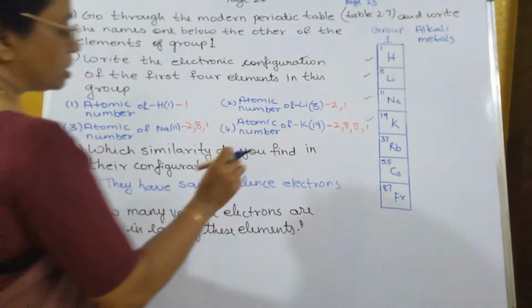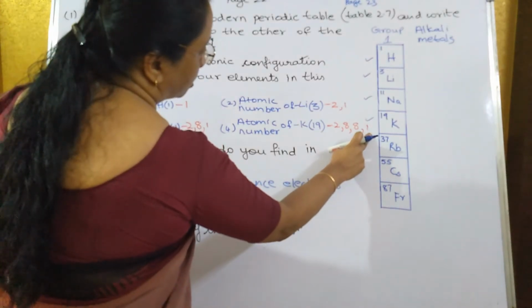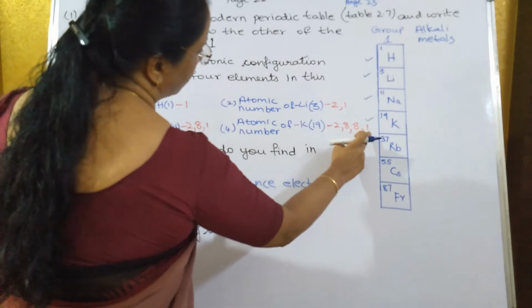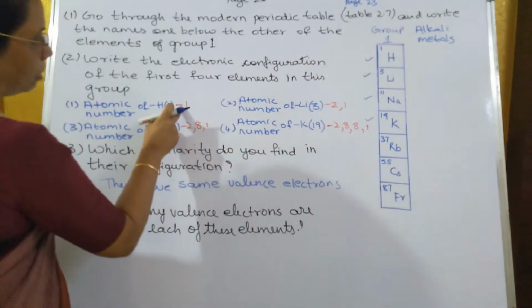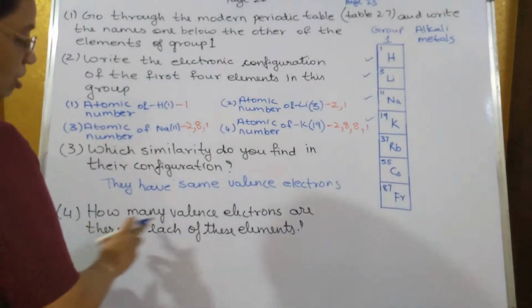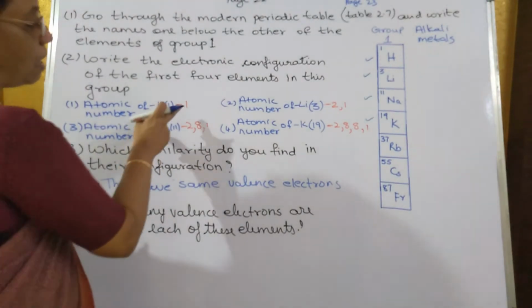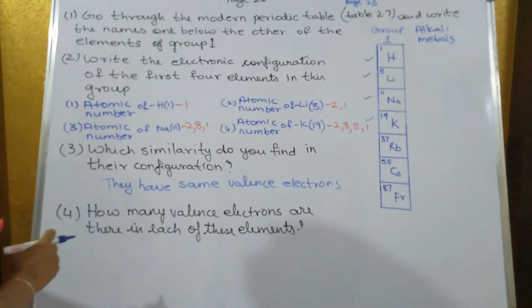So what is valence? Valence electron का मतलब क्या है? जो लास्ट शेल में जितना इलेक्ट्रॉन्स रहता है उसको बोलता है वैलेंस इलेक्ट्रॉन. अभी इसमें चारों में देखा जाएगा तो सब में 1 ही है. लास्ट शेल में 1 है, इसमें भी 1 है, इसमें भी 1 है और इसमें भी 1 है. So they have the same valence electron. कितना वैलेंस? Next question, how many valence electrons are there in each of these elements? हर वैलेंस इलेक्ट्रॉन कितना है? 1 1 1 1. मतलब लास्ट शेल में कितना इलेक्ट्रॉन है? सब में 1 ही है.